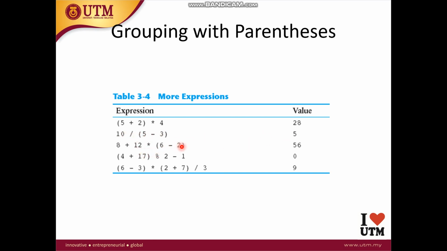So 6 minus 2 is 3. 3 multiplied by 12 is 5 minus 2 is 4. Multiplied by 12 is going to be 48. Plus 8 is going to be 56. So this one, 21 modulus 2 is going to be 1. Minus 1 is going to be 0. 3 multiplied by 9 is going to be 27. Divided by 3 is going to be 9.